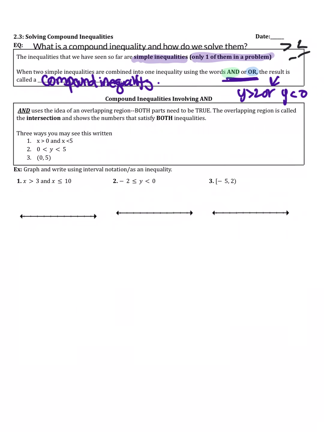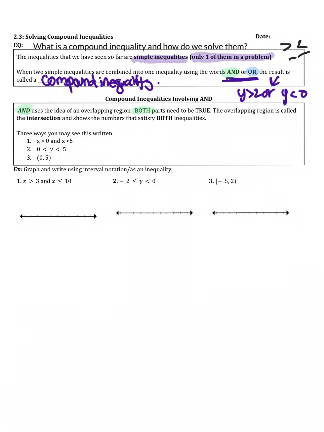A compound inequality involving and, if you think about what it means when we use the word and, uses the idea of an overlapping region, meaning that both things must be true. You must be 18 years old or older and a citizen of the United States, registered to vote, in order to vote in an election. You must be, at least in the state of California, 16 years or older and hold a valid California driver's license in order to drive a car in the state of California legally. So, and uses this idea that both things must be true.